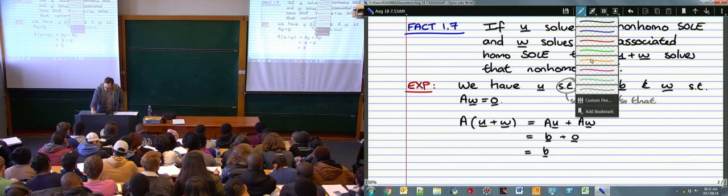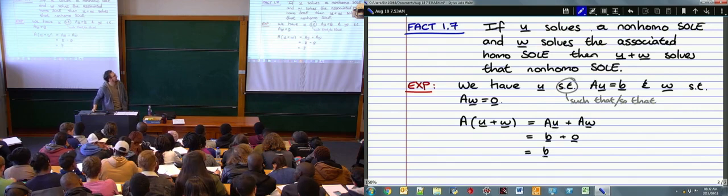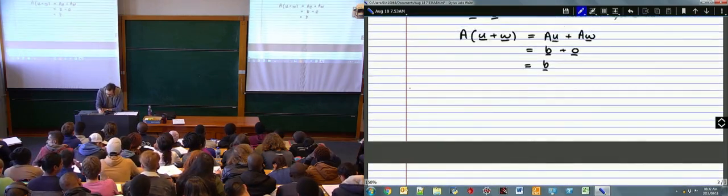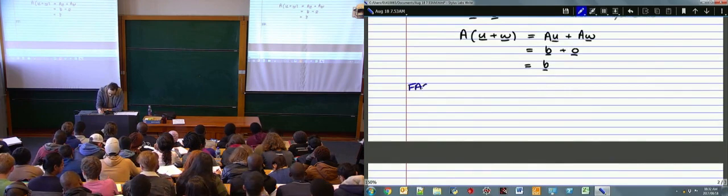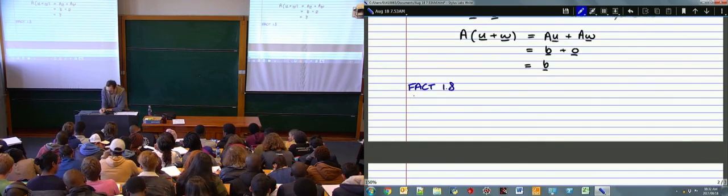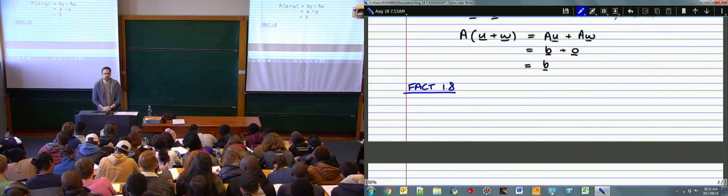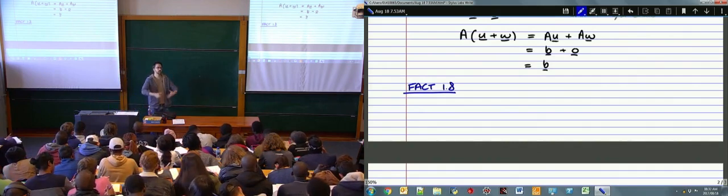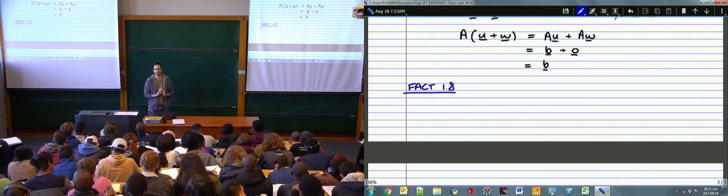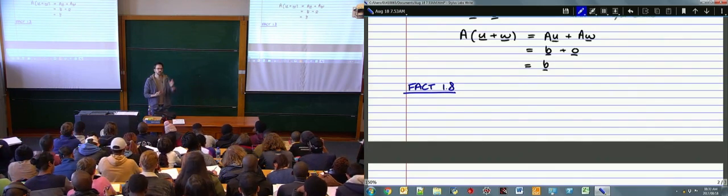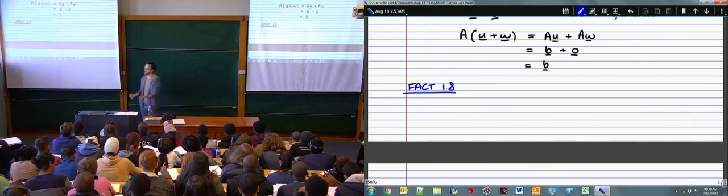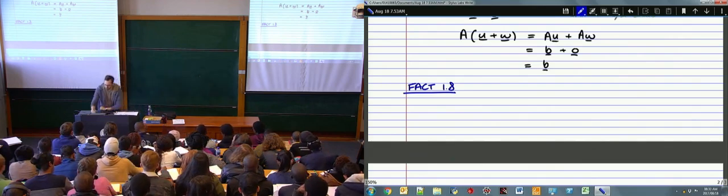Okay? And here's something related, but not exactly the same. You'll have to think about how this differs. Fact 1.8 is the following. It says that if I've got two solutions, U and V, and they both solve the same non-homogeneous system of linear equations, then the difference between these two solutions solves the associated homogeneous system. Okay, so let's write that down.